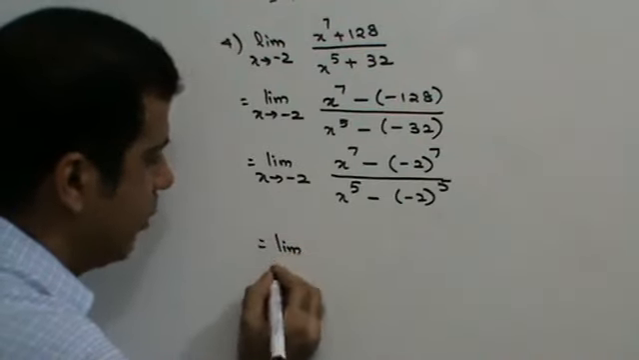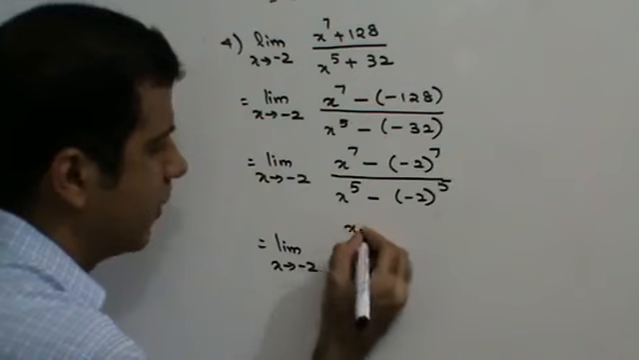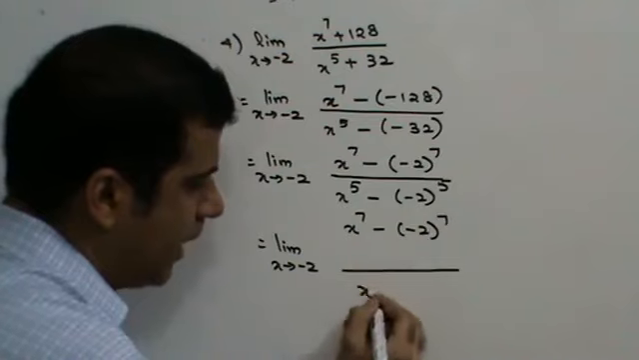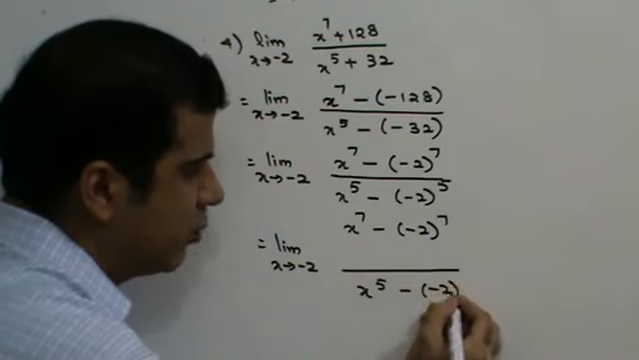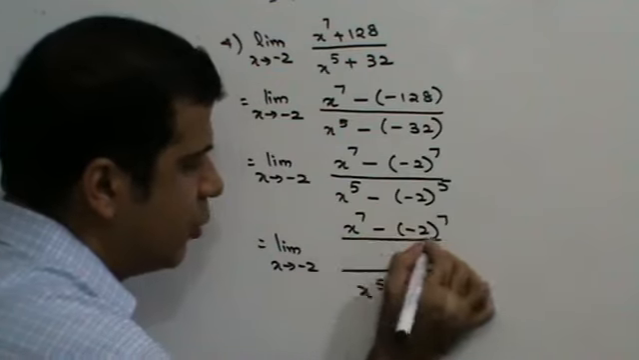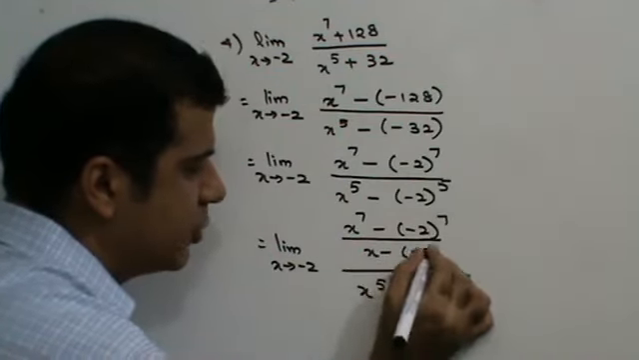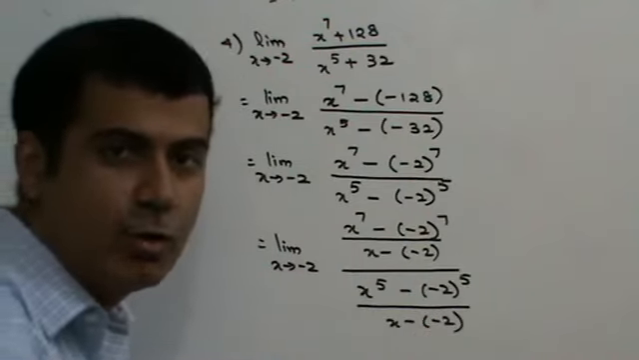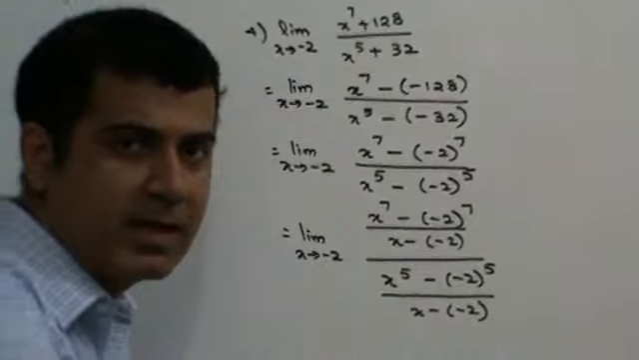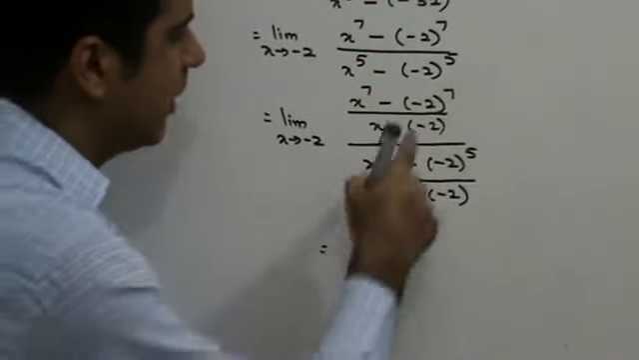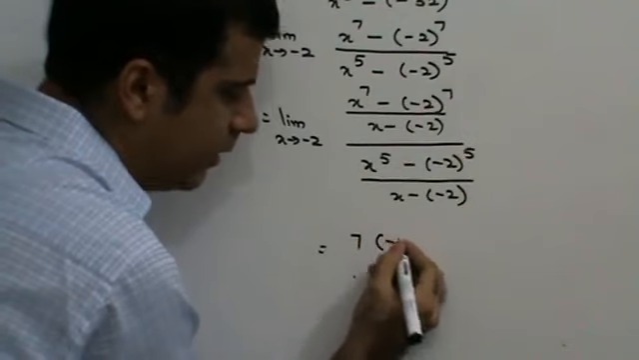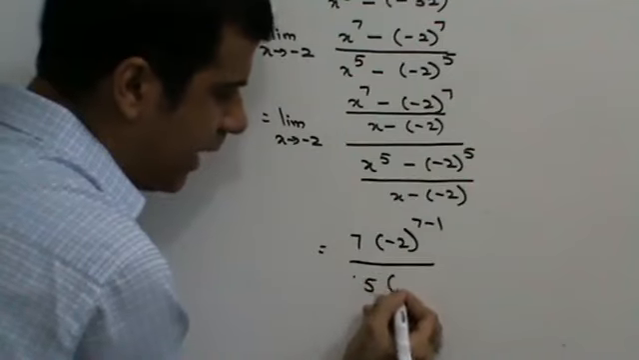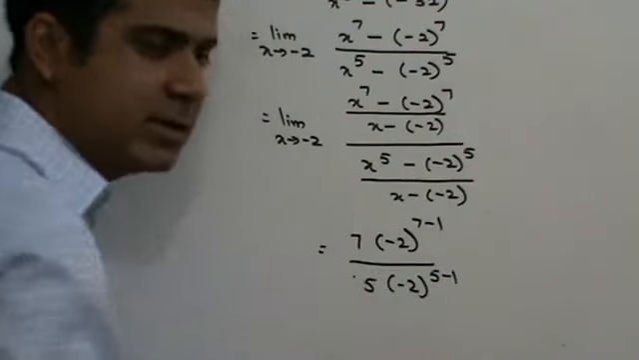So this is the limit of x tends to minus 2, x raised to 7 minus minus 2 raised to 7 upon x raised to 5 minus minus 2 raised to 5. Divide the numerator by x minus minus 2, and divide the denominator by x minus minus 2. You are dividing the numerator and denominator by the same term. Now, the same logic again: n is 7 here, n a raised to n minus 1. Similarly, in the denominator, n a raised to n minus 1.